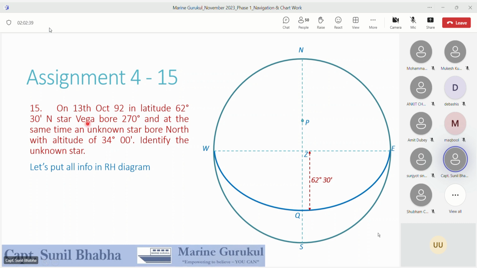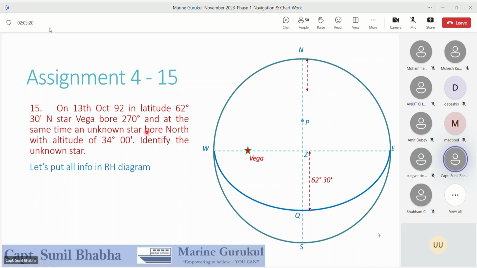Now the next information which the question tells me is that star Vega bore 270. Now in this diagram, the 270 bearing is represented by line ZW. ZW represents 270 bearing. So Vega has to be somewhere on this line. I don't know the altitude of Vega, so I will pick any random location here and I will put star Vega in this location. So we have the star Vega in our rational horizon diagram now.